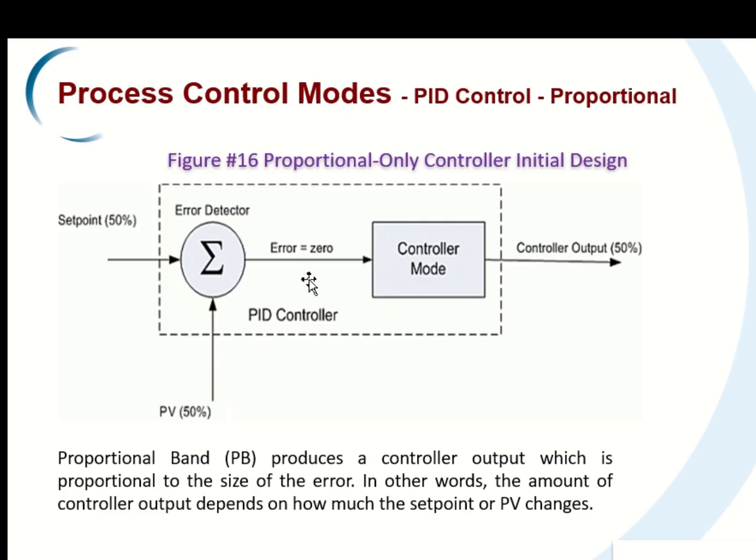So error is detected, then the proportional controls act; with a proportional band of 50%, the controller output is 50%. So the proportional band produces a controller output which is proportional to the size of the error. In other words, the amount of controller output depends on how much the set point or PV changes.